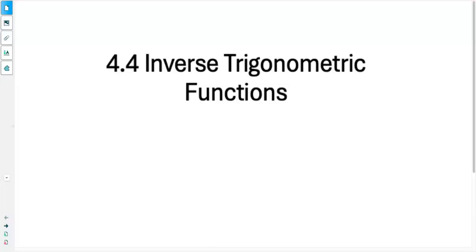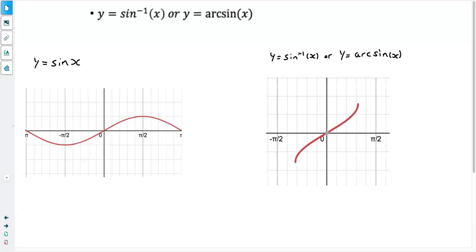Hi, today we are looking at inverse trigonometric functions. So first we're going to look at sine and its inverse, sine negative 1 of x, also known as arcsine of x. So here's our original graph of y equals sine x.